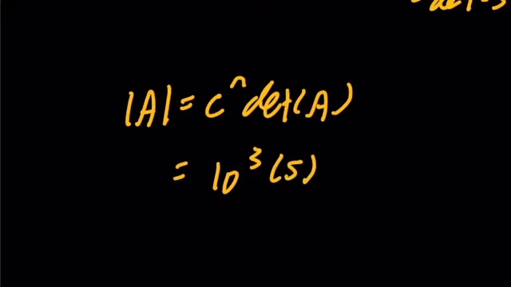So what does 10 to the third power times 5 equal? Well, 10 to the third is 1,000 times 5. That ends up being the value of 5,000. And there you have it. So we were able to take the determinant of a scalar multiple of a matrix, and we were also able to take the determinant of a regular matrix product.